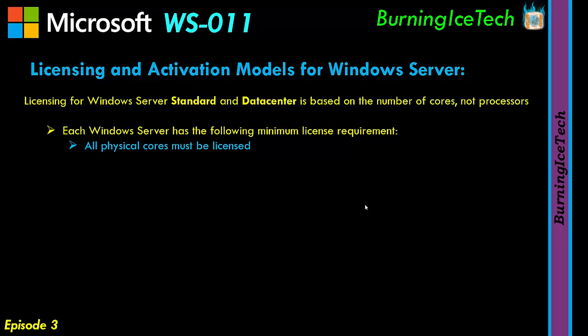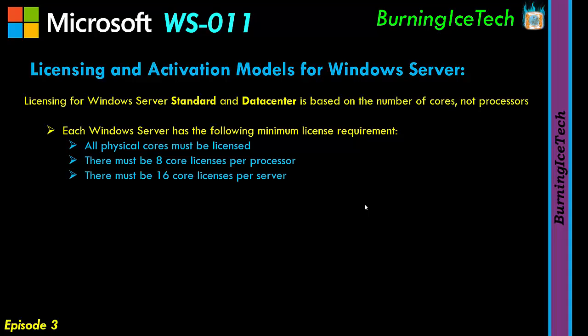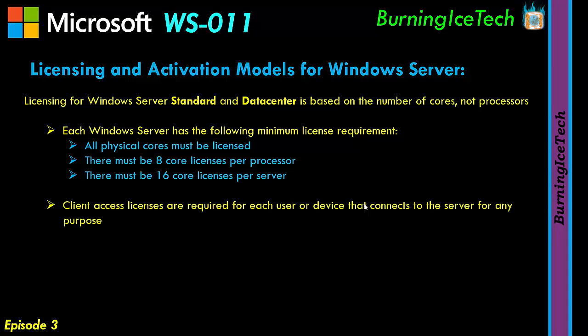And the second requirement here is there must be 8 core licenses per processor. The third being there must be 16 core licenses per server. Now something else which is pretty important is client access licenses. We just know them as CALs. So client access licenses are required for each user or device that connects to the server for any purpose.